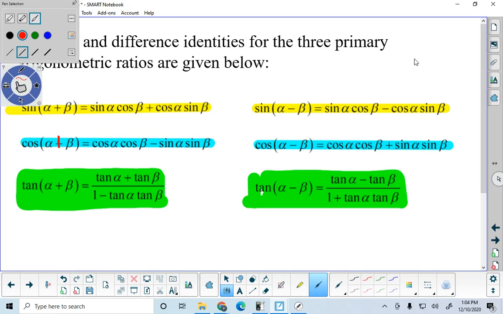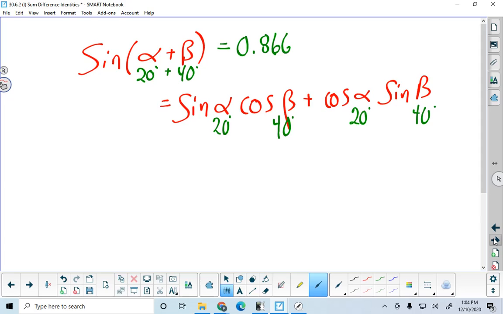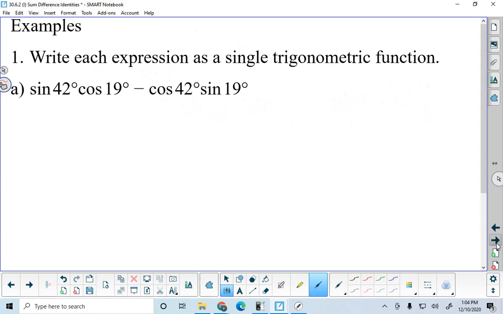The sum identity for cosine has a subtraction in it. The difference identity for cosine has an addition sign in it. Cosine is opposite. So let's take a look at a few examples. Write each expression as a single trigonometric function. So your job is to look at your formula sheet or those identities that are in front of you and come up with the identity that matches that pattern.